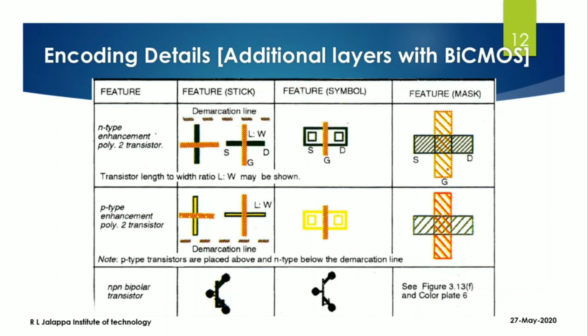Only thing is here you have changed poly to poly 2. Polysilicon 1 has been replaced with polysilicon 2. So this is NMOS transistor and this is PMOS transistor. You have orange sticks instead of red sticks. Okay, so this is about BJT, that is NPN, and here also you will be having NPN.